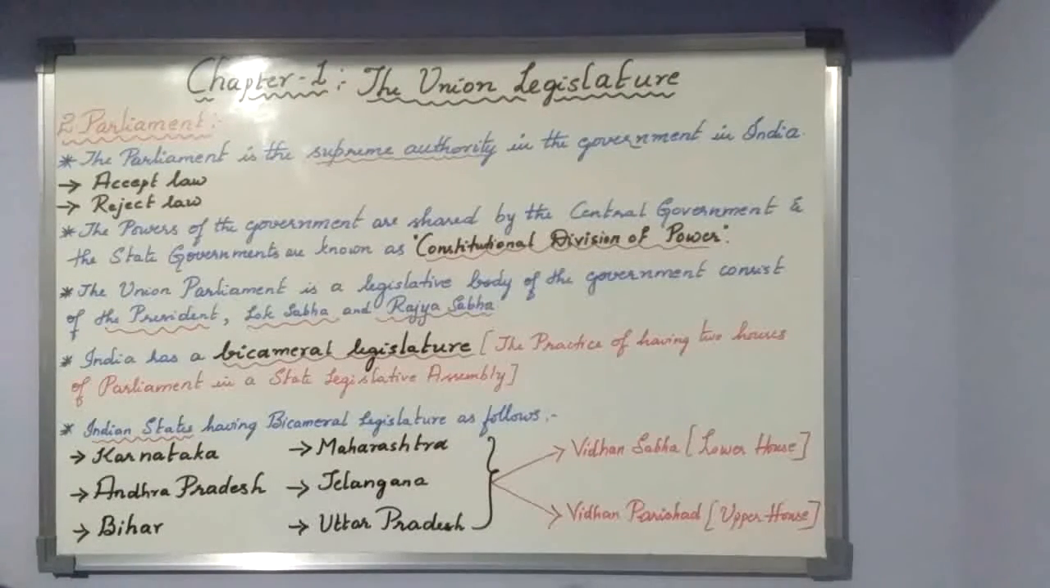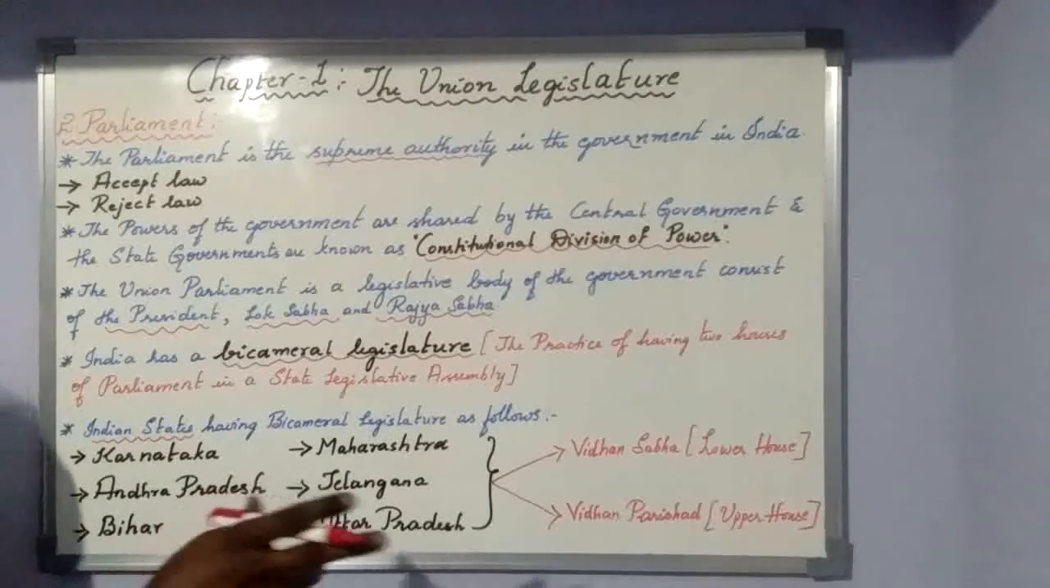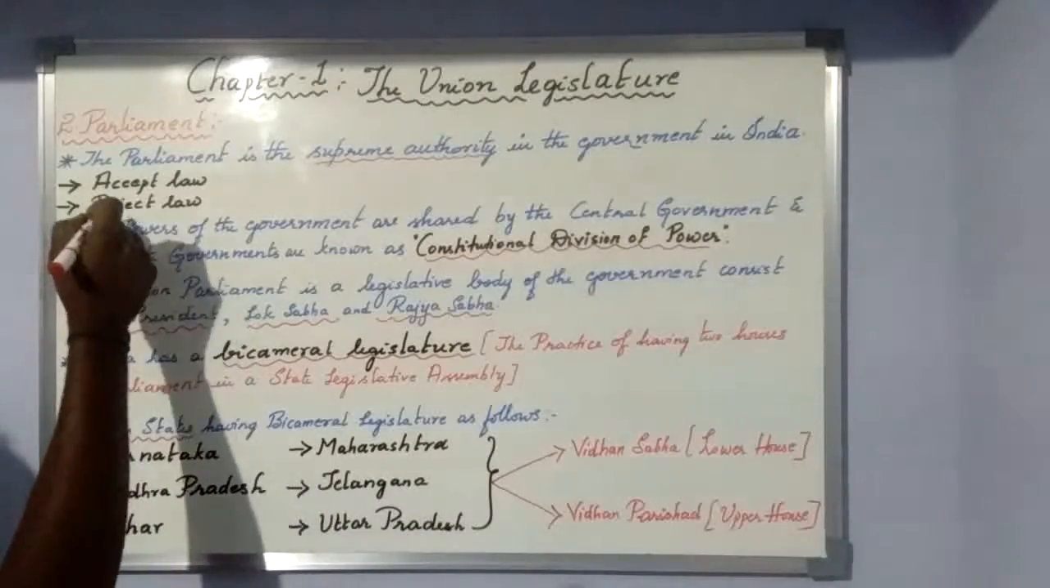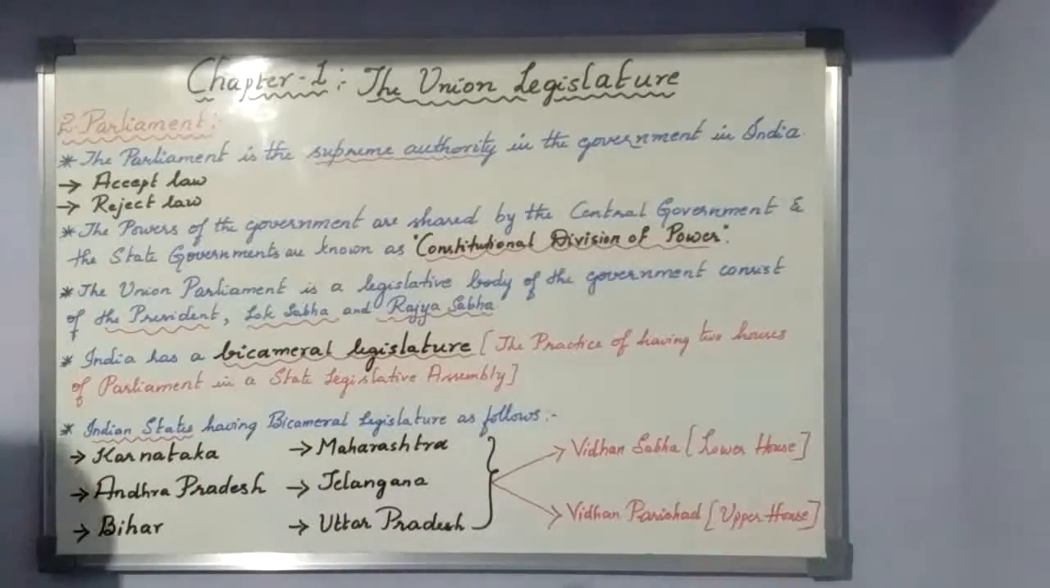Last class, I told that the Constitution of India provides for a Parliament for the Union or central government. This is the one point I had said. Then it consists of the President and the two houses of Parliament. The two houses of Parliament are Lok Sabha and Rajya Sabha, that is House of the People and Council of States, or lower house and upper house. These are the two points I had discussed in the previous class. Today's class, I want to continue with the concepts.